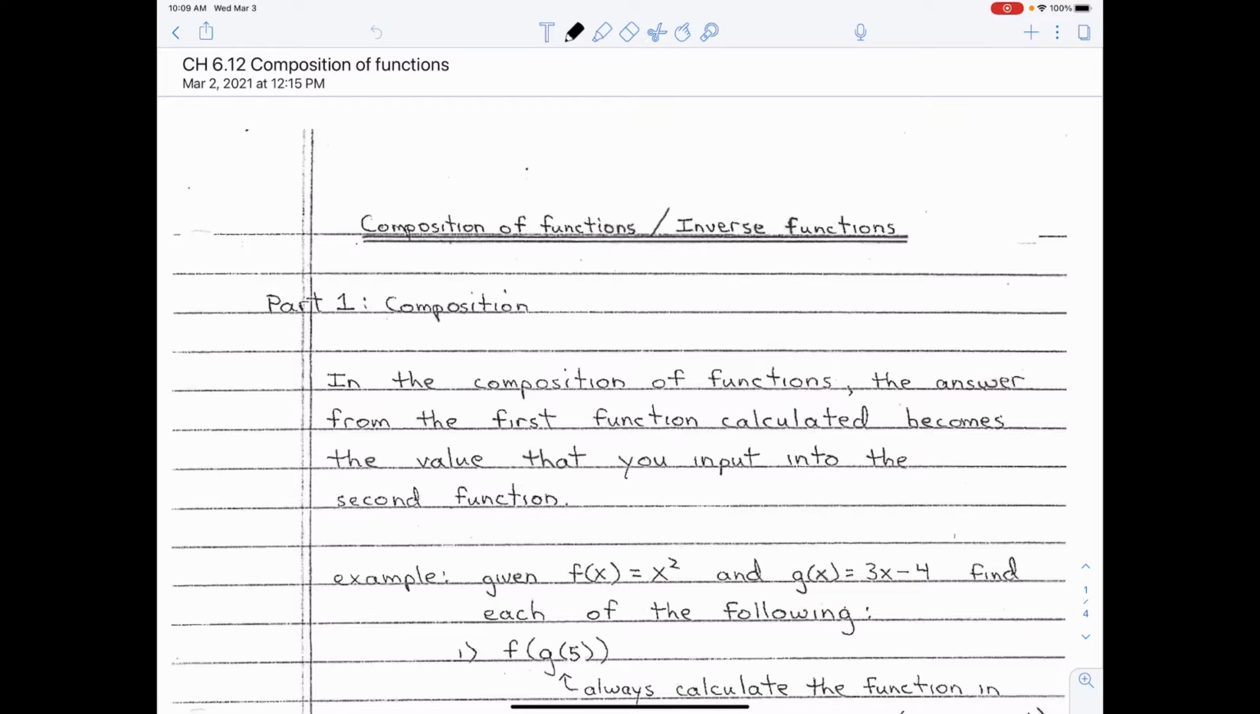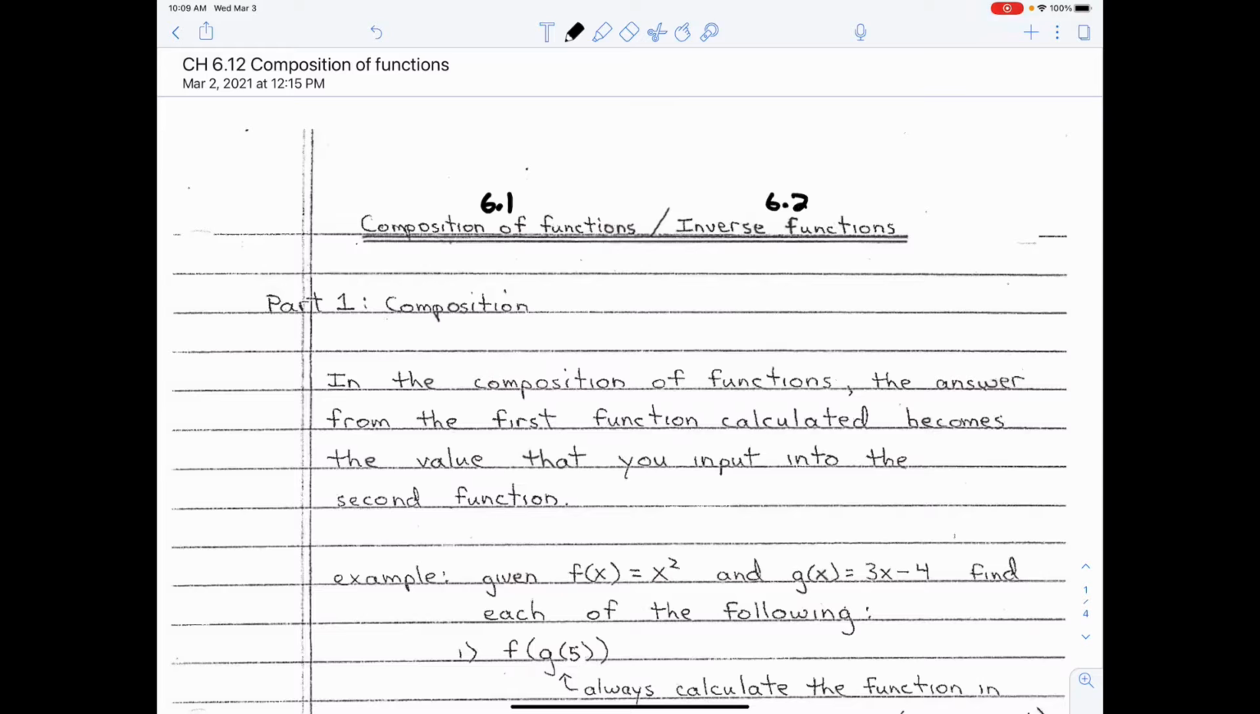Now, we're actually going to talk about two things that are new, not in this video, but overall. Section 6.1 is composition of functions, and that's what we're going to talk about in this video. Then we'll go to section 6.2 in another video and talk about inverse functions, which is also something totally new. So let's talk about composition of functions. We'll get to inverse functions next time.